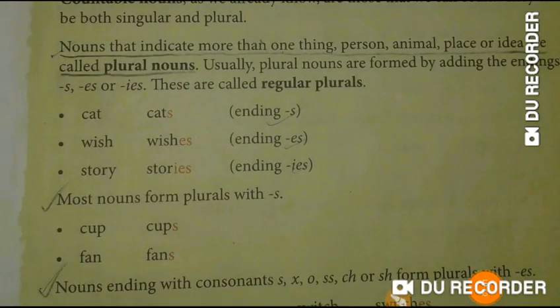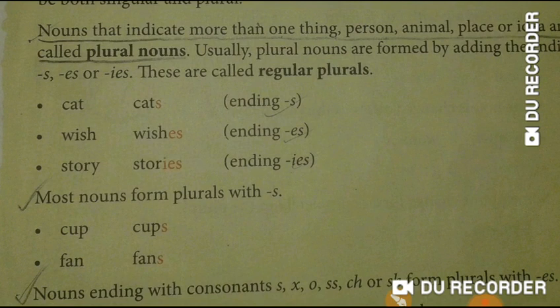Most nouns form plurals by adding s to singular nouns. For example, cup is a singular noun. If we add s to it, it becomes cups, which is a plural noun.